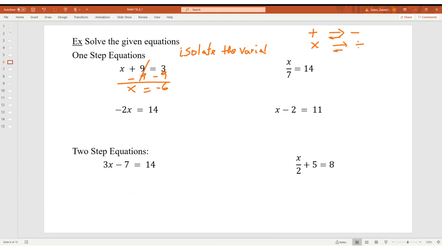And if you see the second one, we have division, so we have to multiply by 7 on both sides so that this will be cancelled out. So x equals 14 times 7, which is 98. Very simple. One-step equations are simple.